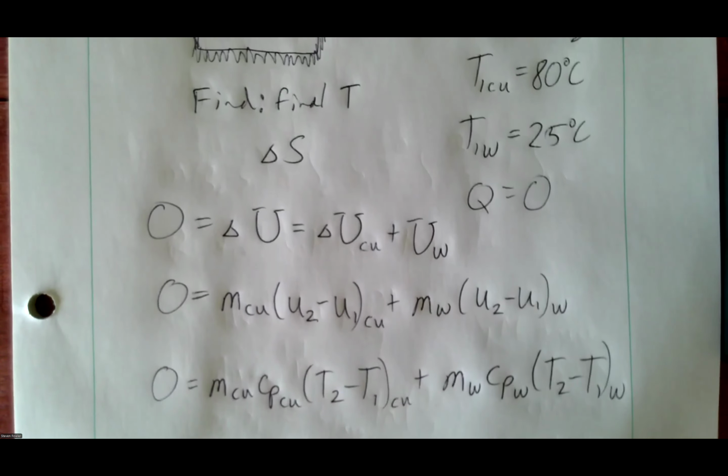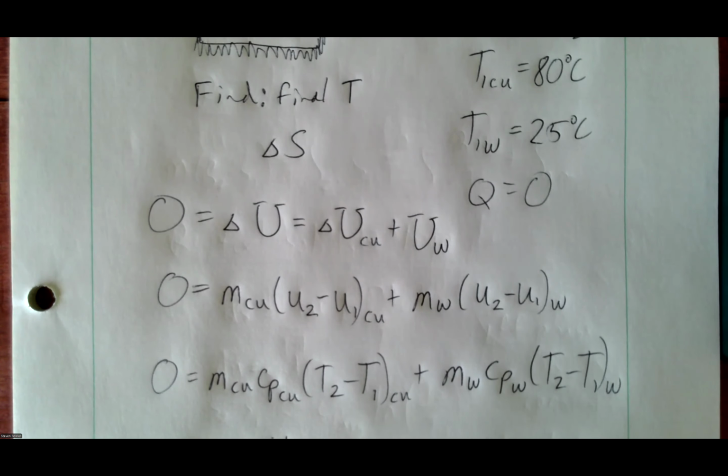Right. And I would pose this to my students. So how do I do that? I've got one equation with T2 for copper, T2 for water, both unknown. How do I deal with that? All right, and you can pause it and wrestle this over.